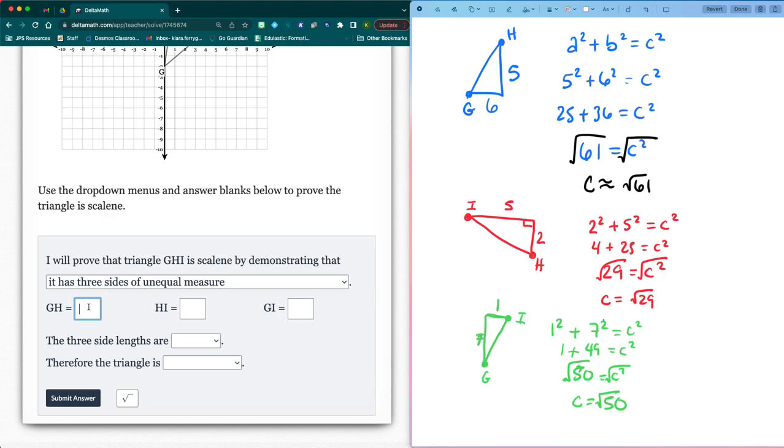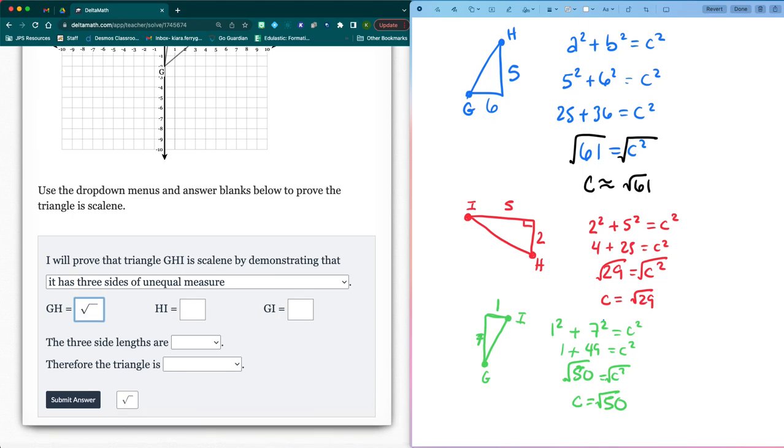So I'm going to come here and I'm going to type in the side lengths. I have C, which is GH, I learned was the square root of 61. Again, you can actually type in SQRT and it auto does square root. HI is square root of 29, and IG is square root of 50. Now, before you enter your square roots, please make sure that they're in simplest form, guys. And in this case, this one is not in simplest form, so what I'm going to do is make sure that it is.